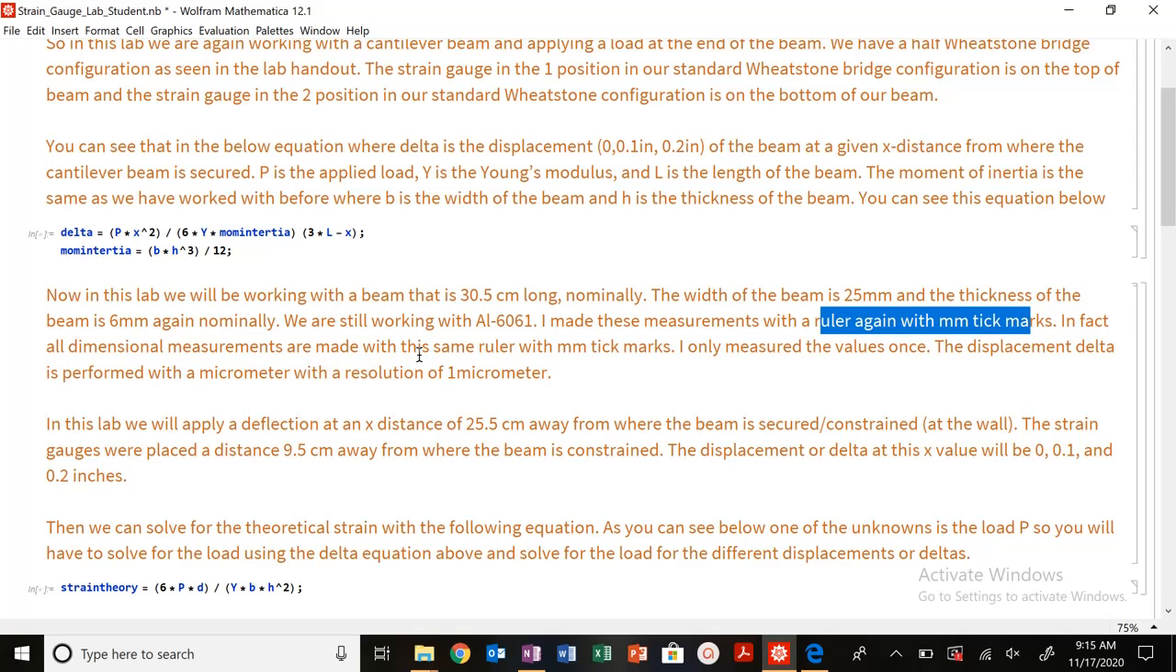All dimensions are made with the same ruler, and I only measure these values once. The displacement delta is performed with a micrometer with a resolution of 1 micrometer, so the uncertainty in delta could be 1 micrometer. In this lab, we're going to apply that deflection 25 centimeters away. Here's the moment of inertia, and some equations as well. Let's go ahead and get into this.